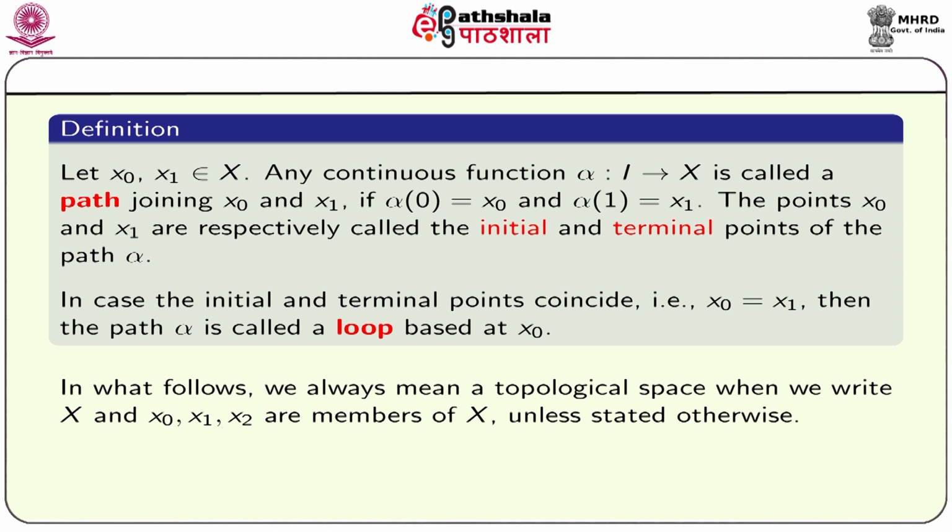In case the initial and terminal points coincide, that is x0 and x1 are the same point, then the path alpha is called a loop based at x0. In what follows, we always mean a topological space when we write capital X, and x0, x1, x2 are the members of the space X unless stated otherwise.